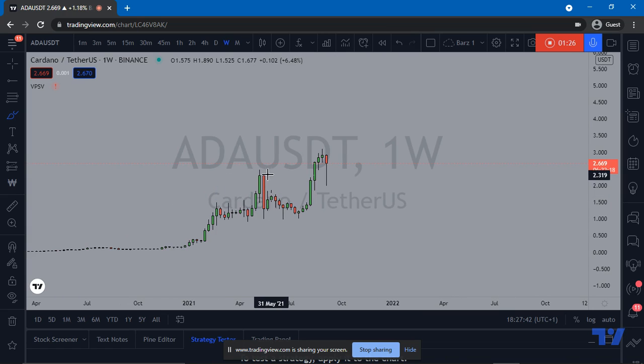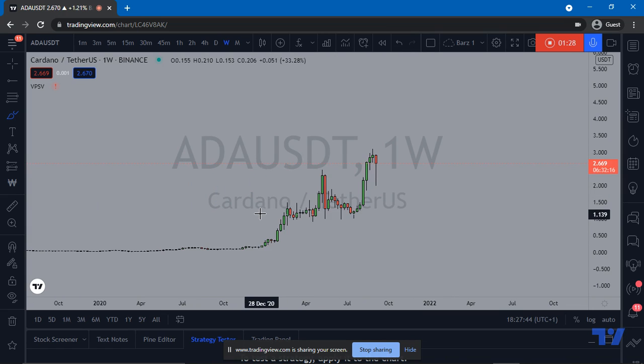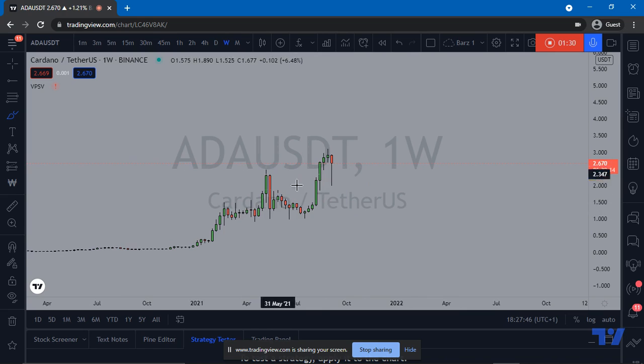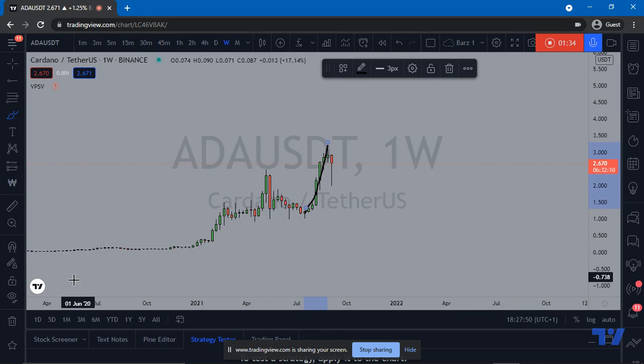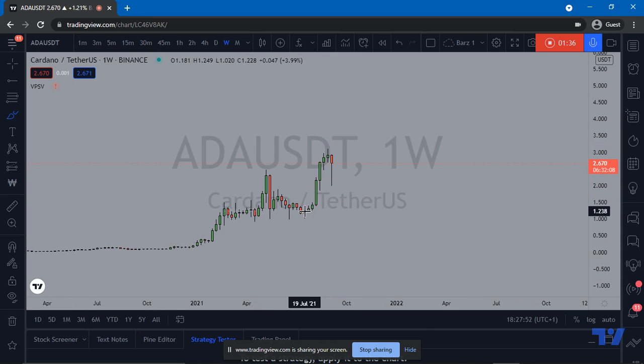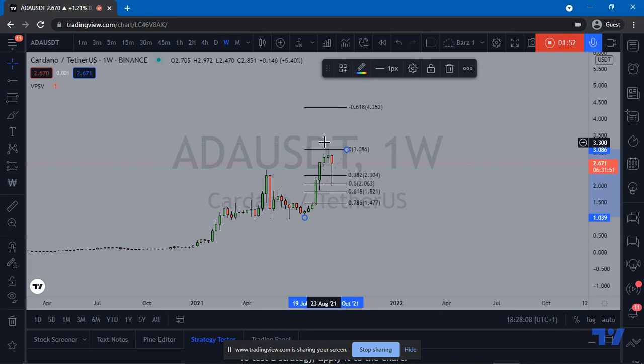All right, so we're currently on the weekly time frame. On the weekly time frame, we can see that we already have a second impulse leg in the market. Since we already have a clear impulse, let's use our Fibonacci tool to measure the retracements. We're going to take our Fibonacci from the low to the high of this move, right? From the low to the high of this impulse.